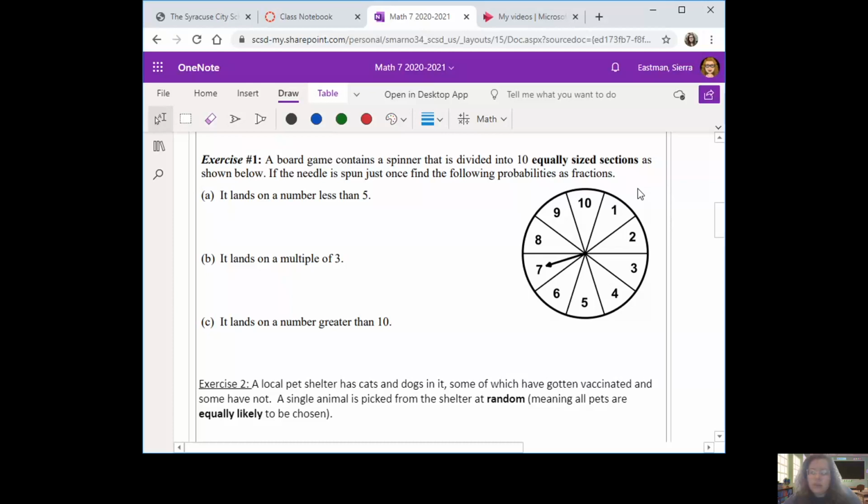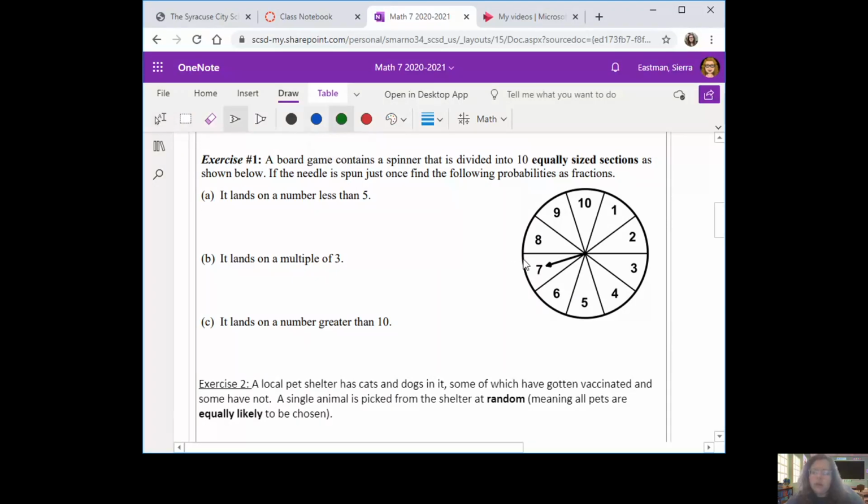So our sample space is made up of 1, 2, 3, 4, 5, all the way to 10. There's 10 different options in that sample space, okay? 10 different outcomes in that sample space. But we actually need to figure out what outcomes are in each of these events. And then we use that to find our probability, okay?